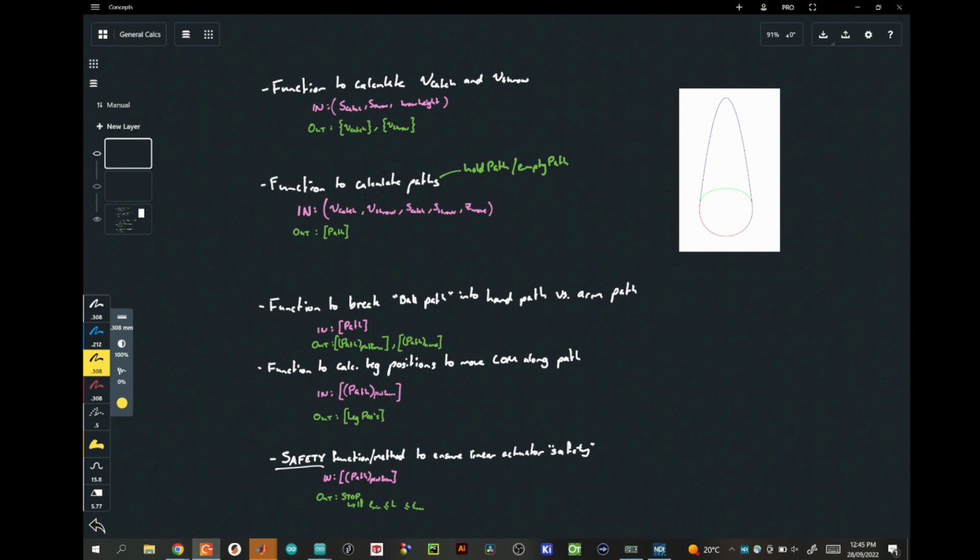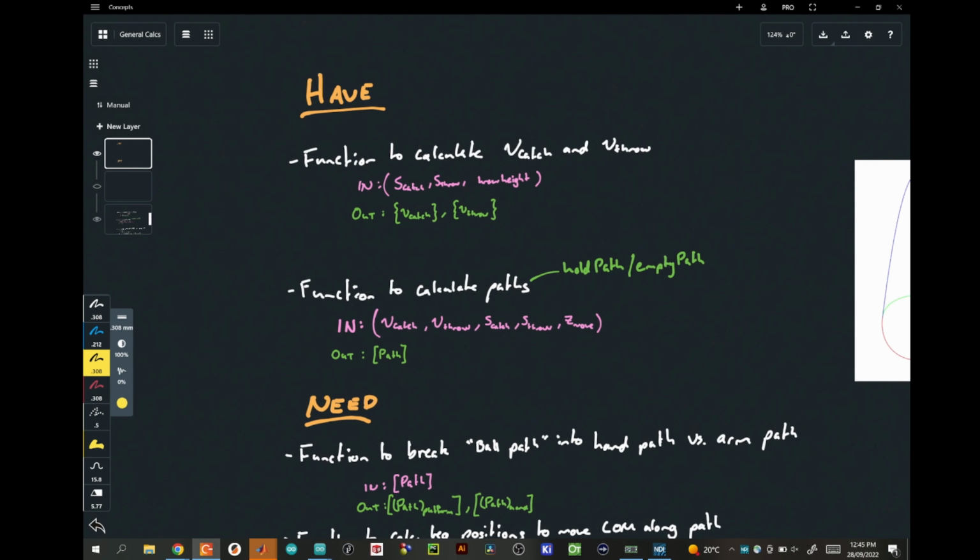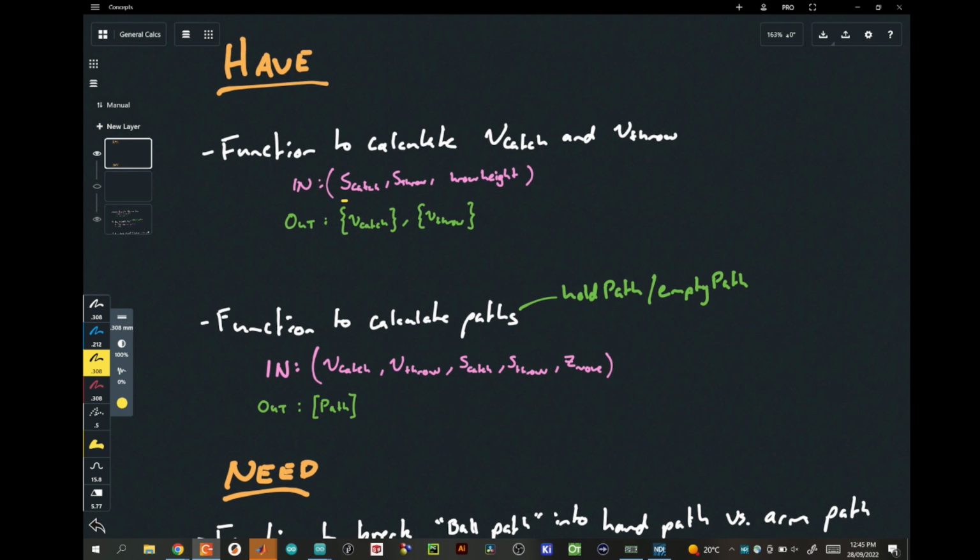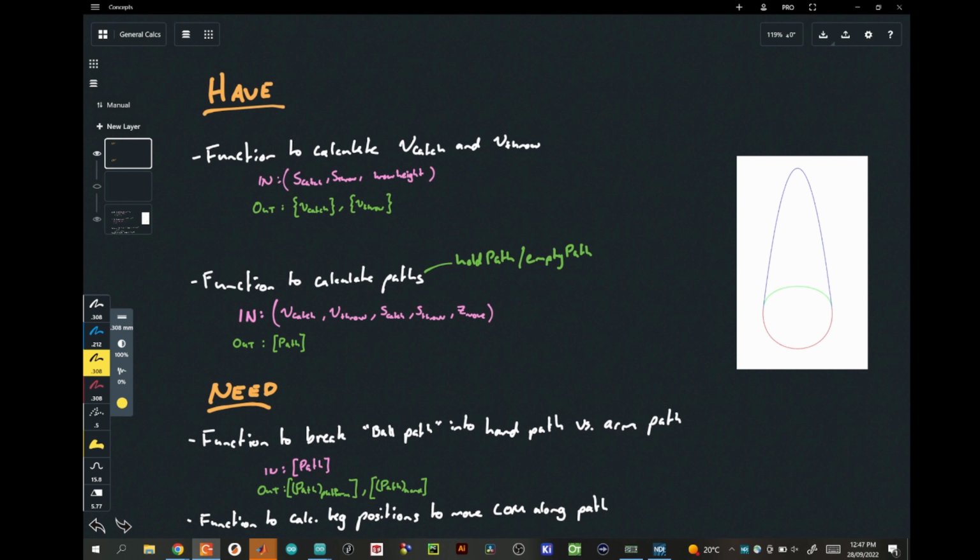To give you an idea of what I've already done and what I will be doing over the next coming days and/or weeks, depending on how long this takes, I have currently got these first two functions, so I can plug in some catch and throw position and whatever throw height I want, and it will calculate what velocity the ball will be coming in with if it's a catch, and what velocity the ball will be going out at if it's a throw. That one's relatively straightforward.